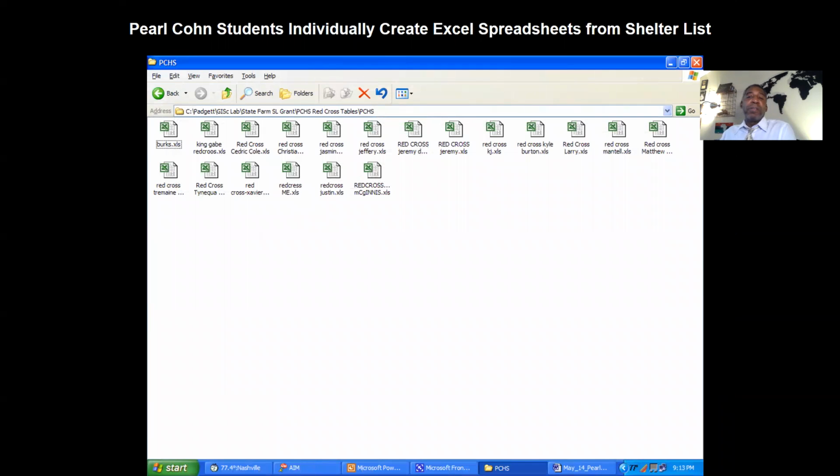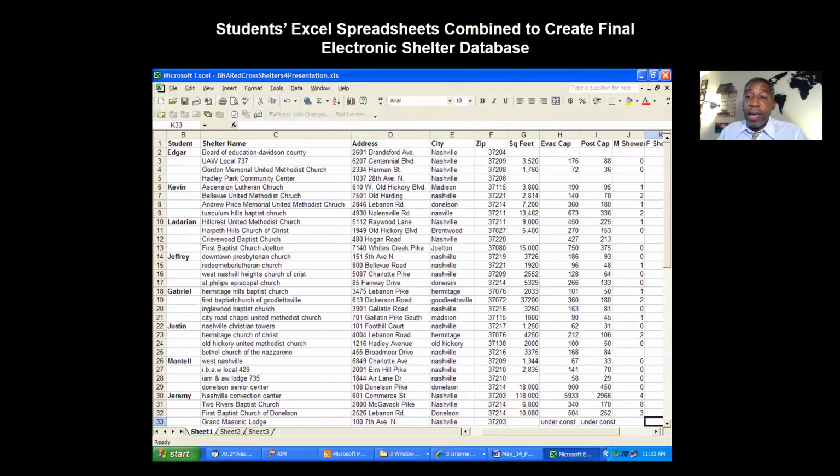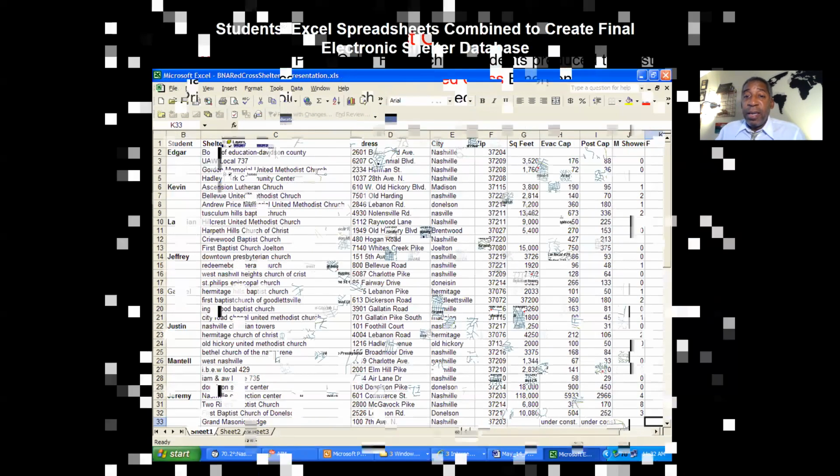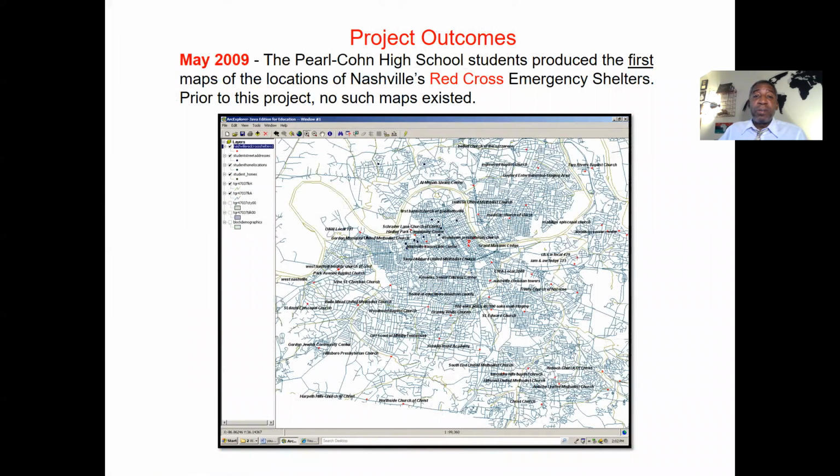And the shelter data were converted into Excel spreadsheets. So this is exactly what you all are doing. And then they built the master spreadsheet here. And then we created the first maps of Nashville's Red Cross emergency shelters.